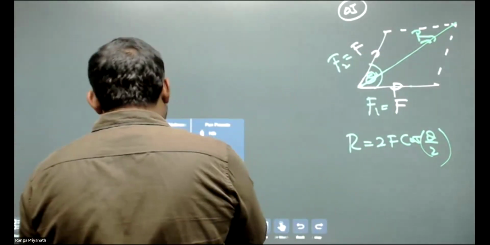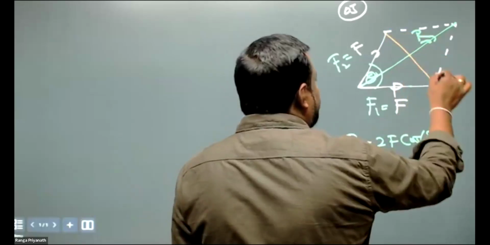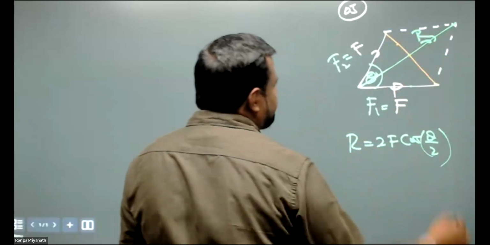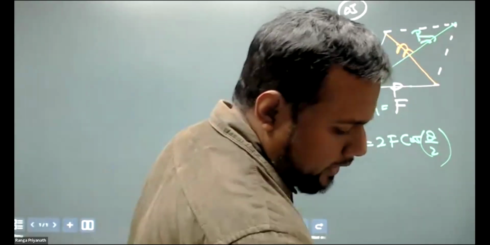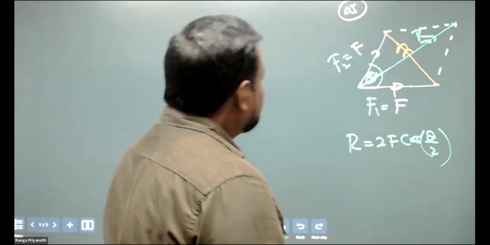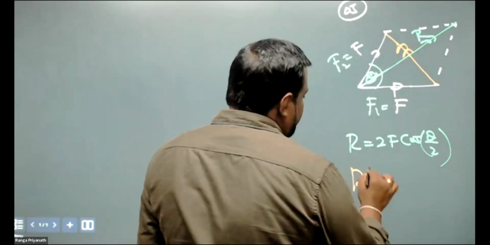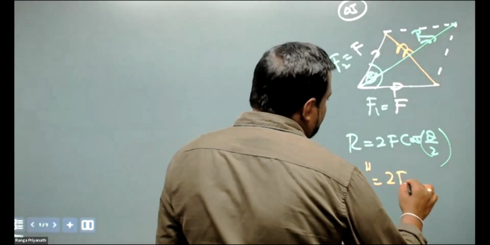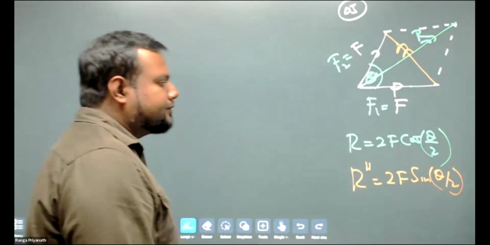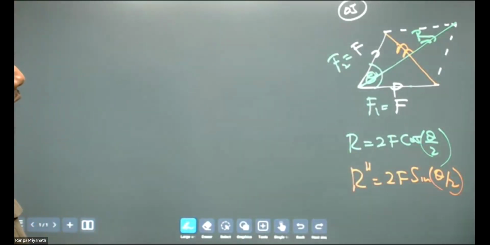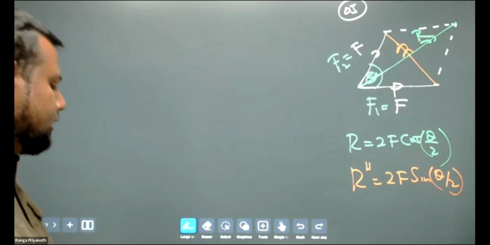The difference is given by the other diagonal. We have done it. The difference is given by the other diagonal. That is R double dash, which is equal to 2f sine theta divided by 2.